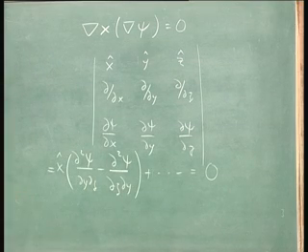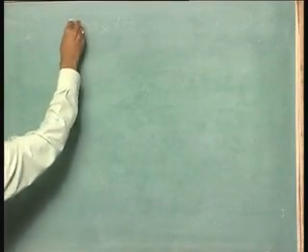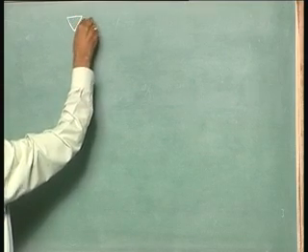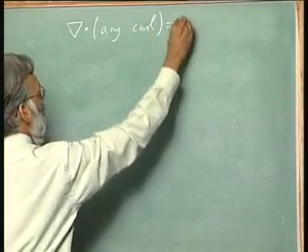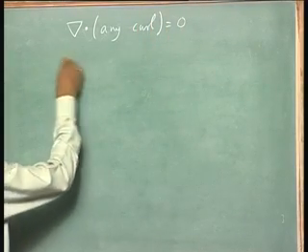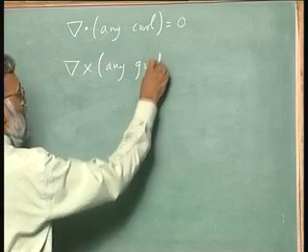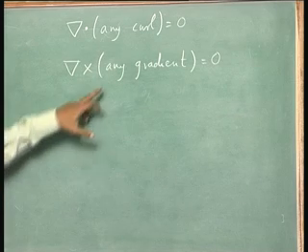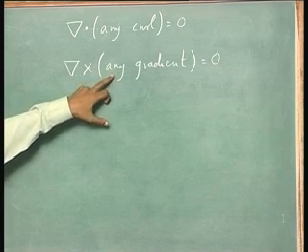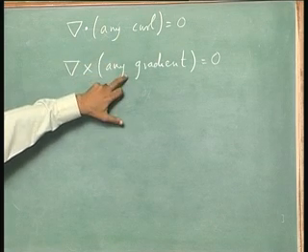So, there are two very important statements that are there in vector analysis, and they are crucial to electromagnetics. One is divergence of any curl is 0 and curl of any gradient is 0. This is why curl of the electric field is 0. This is why divergence of the magnetic field is 0, because B is curl of A, E is gradient of phi.